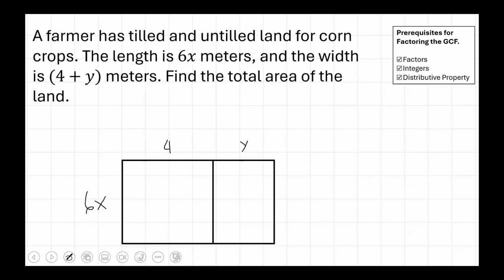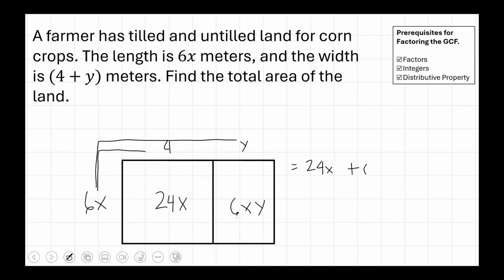Using the area model, we can easily see what terms we're multiplying. 6x times 4 will give us 24x. Then 6x times y gives us 6xy. So the total area of both lands is 24x plus 6xy. And that's how we do the distributive property.